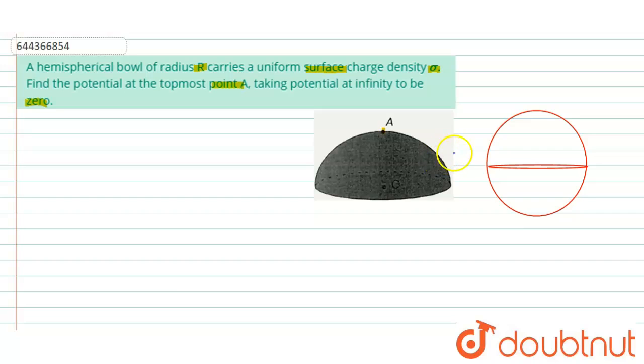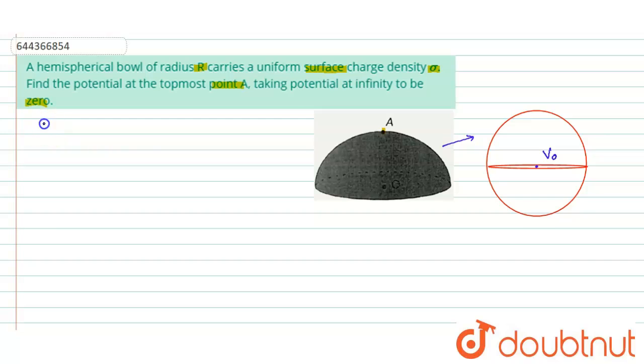Now let us assume that we have a hemispherical bowl, right? So let us complete this sphere. Let us add the other half hemisphere, so then this will become simply a sphere. Now let us first try to find out the potential at the center. Let us take that as VO. Let us find the potential at the center due to the sphere.